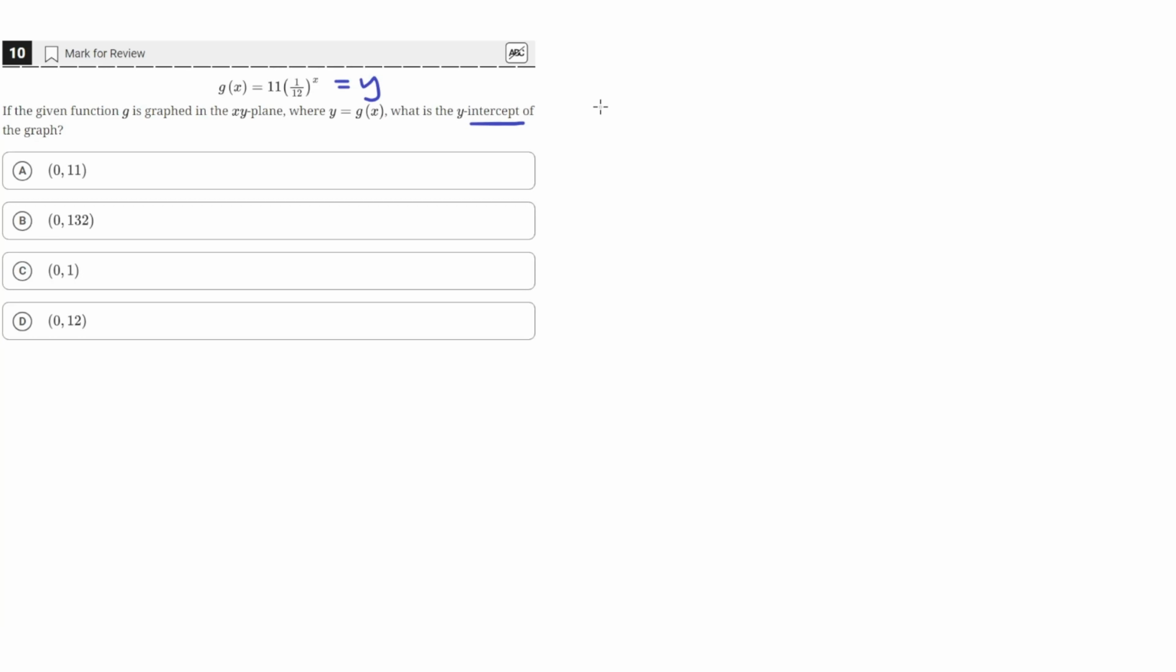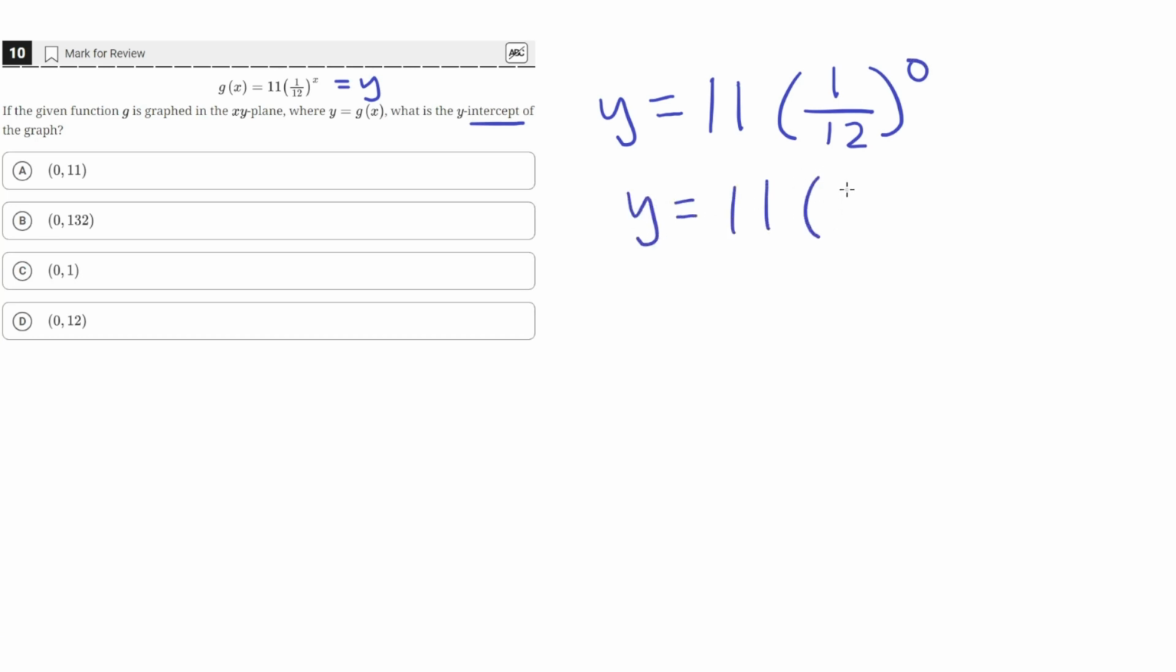So when we set x equal to 0, we get this equation, 11 times 1 over 12 raised to the 0th power, which simplifies to 11 times 1, since anything raised to the 0th power is equal to 1, so y just equals 11. So the y-intercept is where x equals 0, which is all of these answer choices here, and the y value is equal to 11. So the answer choice A is correct.